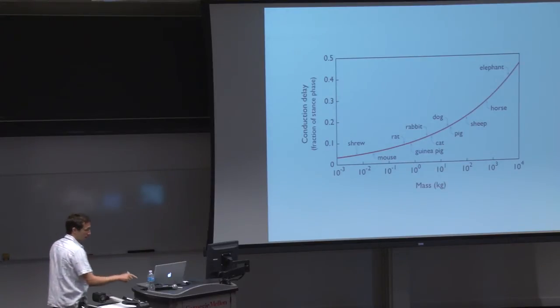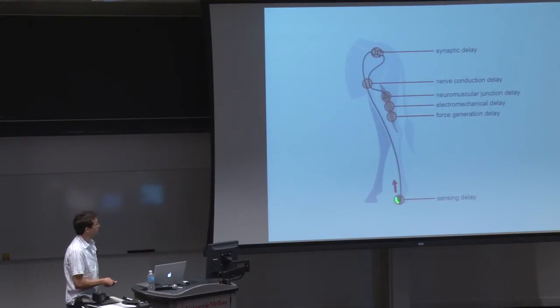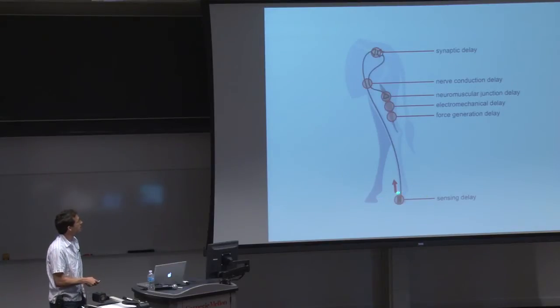And it's worse than that because there are many other sources of delays. There's delays in sensing, conduction delays we've talked about. There's a synaptic delay, which involves releasing chemicals across the synaptic junction. Another conduction delay, another synaptic delay, this time we call it the neuromuscular junction delay. You have to then conduct signals along the muscle fibers. You have to then release calcium from where it's stored so that the muscle can be activated. That's called an electromechanical delay. And then you have to generate force.